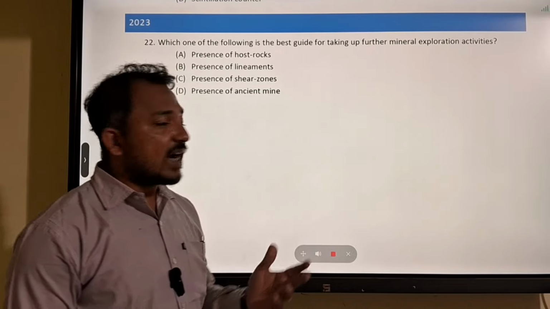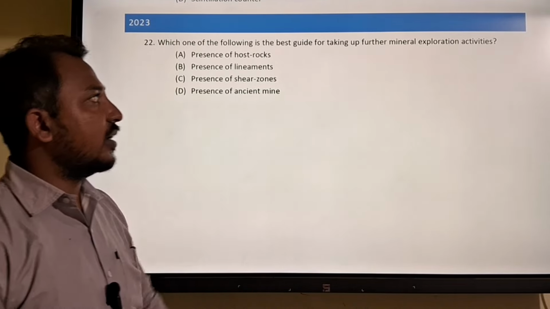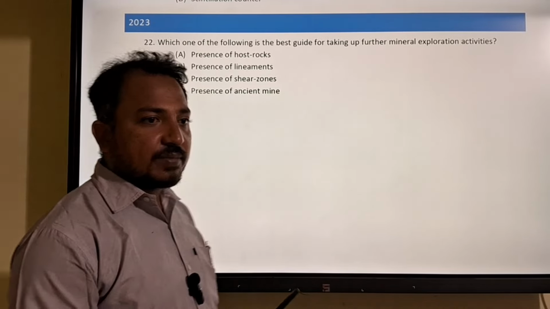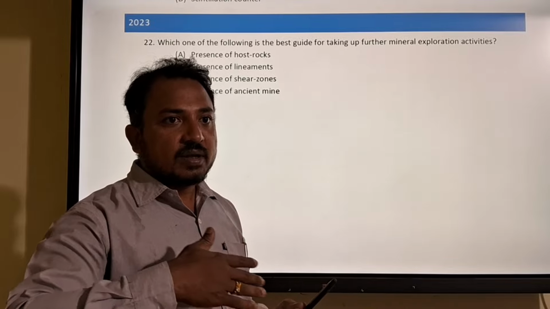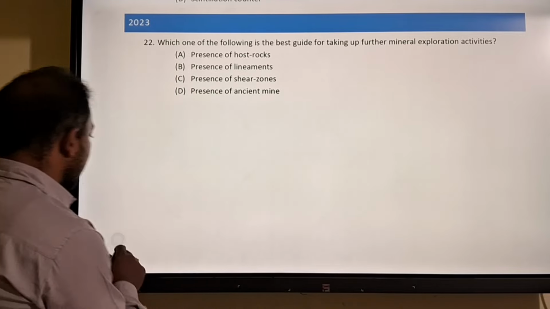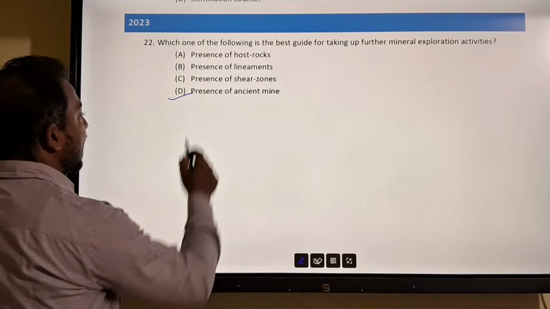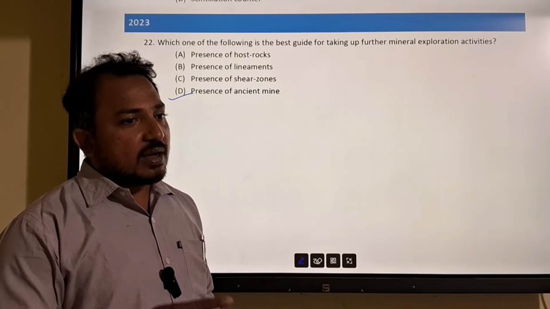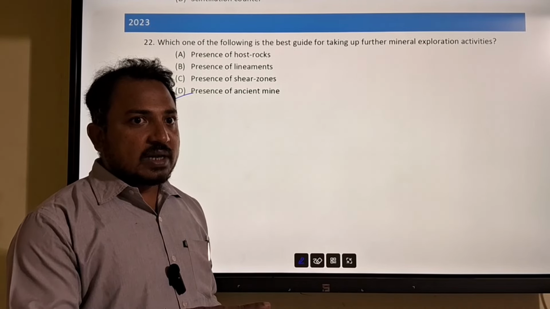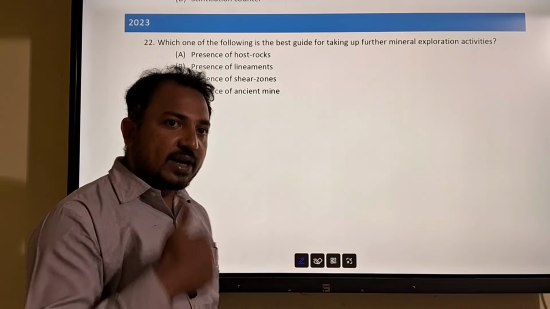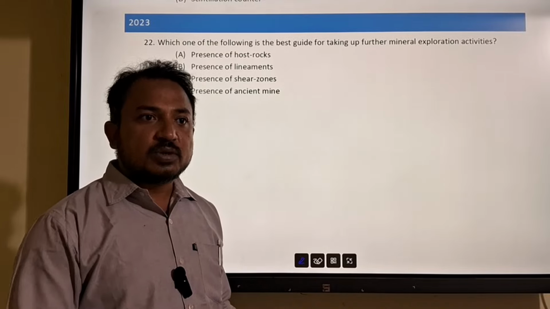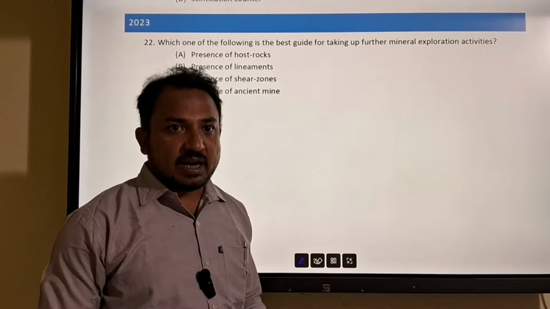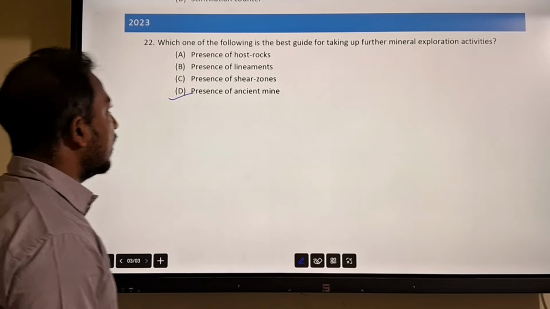Which of the following is the best guide for taking further mineral exploration activities? Further means there is already a mine established or already some deposition established. We have to further expand the region. So it will be very suitable in ancient mines region, because there is already an established deposition. In the ancient mines, we already know the strike and dip of the deposition, so that we can take further exploration with that strike and dip condition, which will be very suitable.